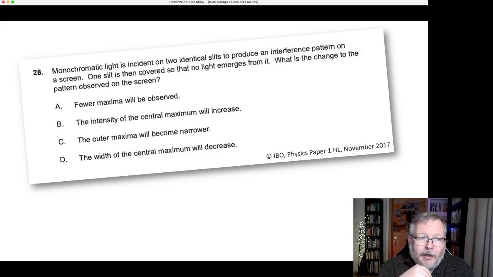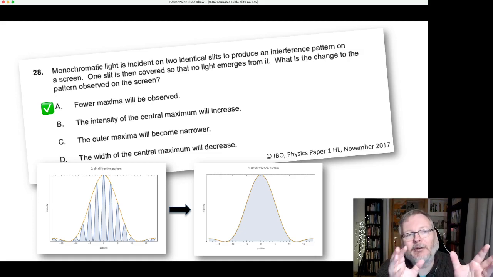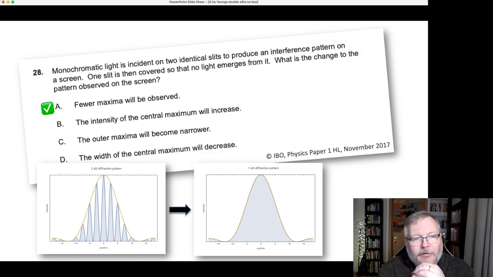Well, I simulated both of these using the Wolfram Alpha demonstration, and this is what you get. So you're moving from the two slit interference and diffraction pattern to the one slit diffraction pattern. So which of these are true? Well, fewer maxima will be observed. Straight away, that is true. You've got, I don't know, 1, 2, 3, 4, 5, 6, 7, 8, 9, 10, 11, 12, 13 maxima you can see on the two slit pattern. Maxima of different intensities, but they're still maxima. Whereas on the right hand side you've got just one central and a couple of satellite maxima.